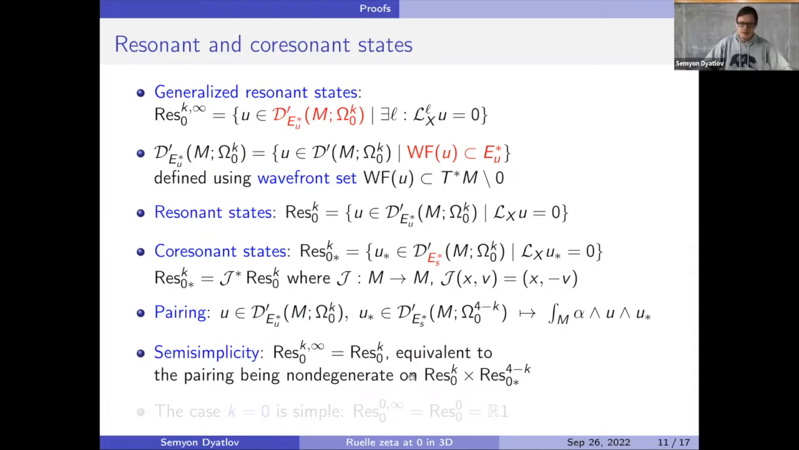All right, and in particular, you can see that this pairing between resonance states and co-resonance states, if this pairing is non-degenerate, that's equivalent to semi-simplicity, which means that there are no Jordan blocks. So all generalized resonance states are just resonance states. It's a nice way to check there are no Jordan blocks.